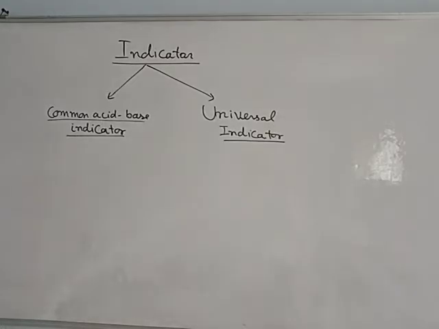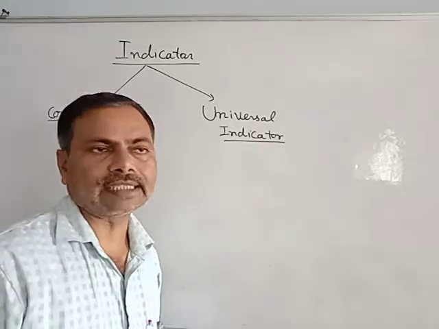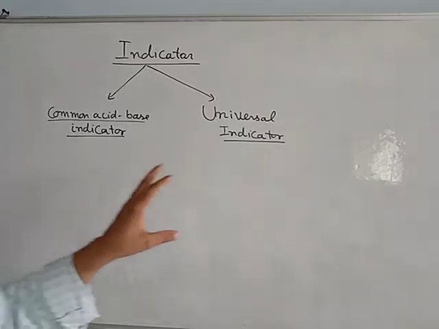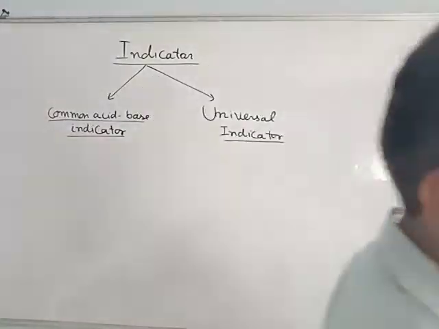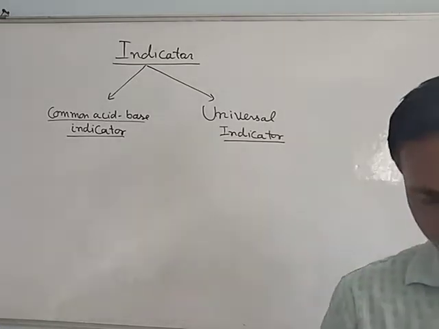Indicators are of two types. Some are common acid base indicators and some are universal indicators. Common acid base indicators are like the litmus paper. You know that litmus paper is of two types, blue or red.